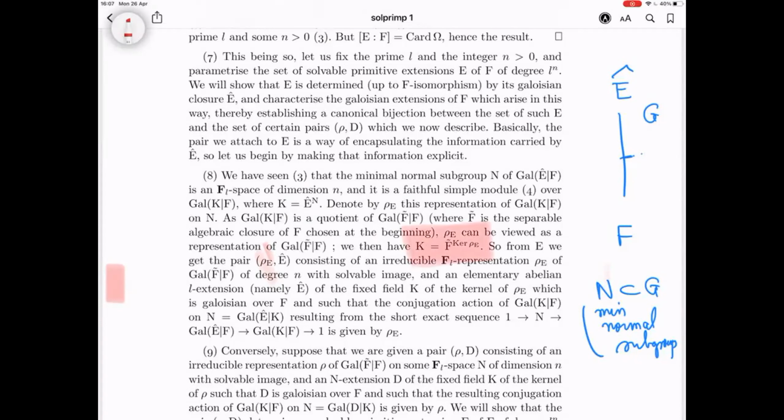So basically what I have is the first component, rho E, an irreducible representation of the Galois group of F bar over F over F_L of dimension n, and then I can take the fixed field under the kernel of this, and that's K. So this is a (Z mod LZ)^n extension of this K, which is Galois over F.